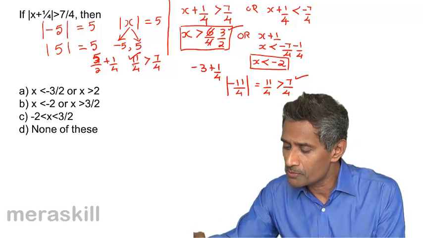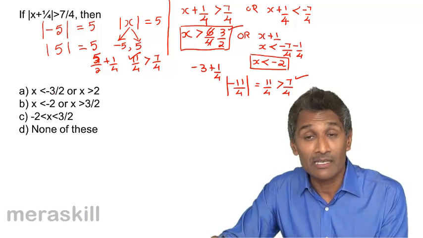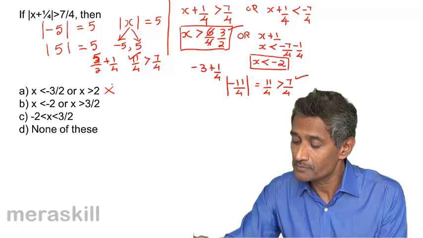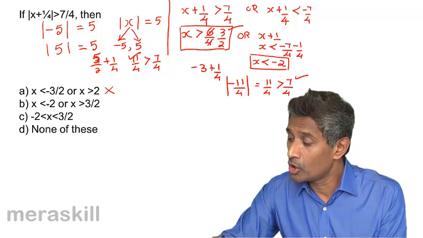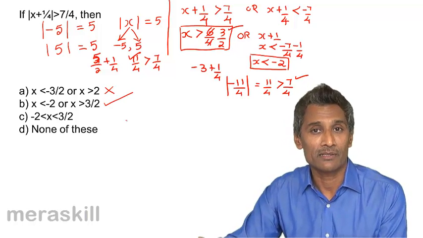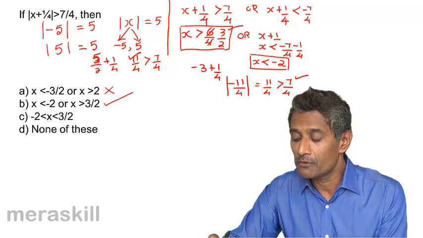So let's check what options we have here. You have x less than -3/2. This is definitely not valid. x less than -2 or x greater than 3/2. Yes, this is our answer. So we have a combination of two sets.